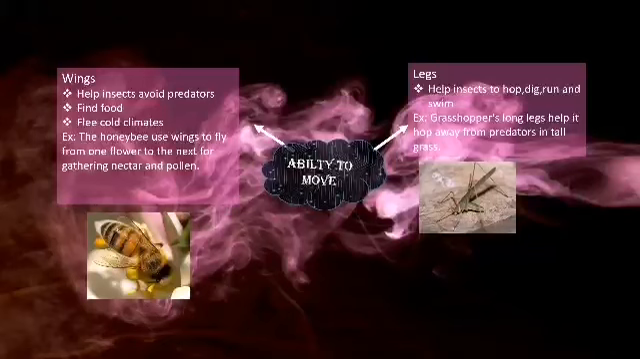The legs of the insects. Insects, by definition, are small animals that have 6 legs. The legs of many insects have adapted to help them hop, dig, run, or swim. For instance, a grasshopper's long legs help it hop away from predators in tall grass, and the shovel-like legs of the mole cricket help it dig under the ground where it can eat its favorite food, namely grass roots.